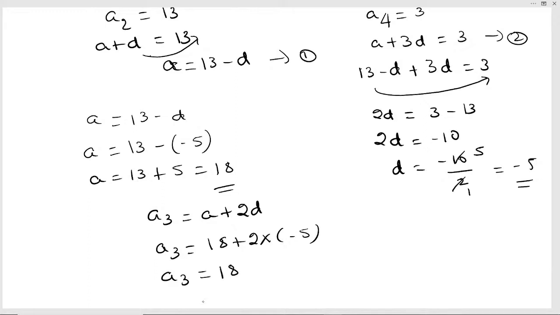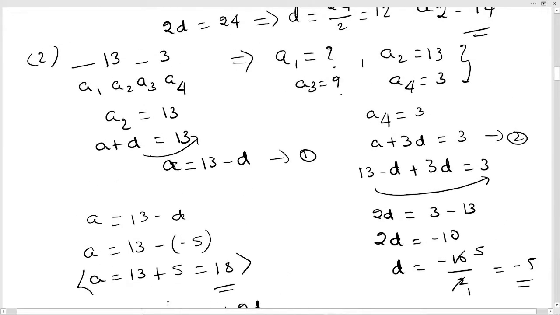Now here, whenever you are multiplying numbers, you need to multiply the numbers as well as the symbols. Now plus into minus is minus, 5 2s are 10. So the third term will be 8, because 18 minus 10 is 8. Now this is the answer. We got the first term as well as the third term. Now this is how we need to solve the problem, children.